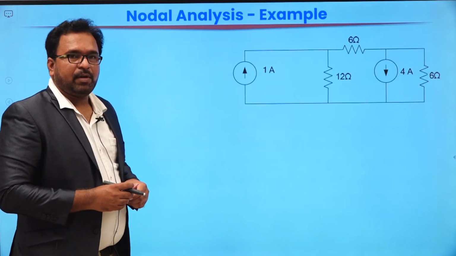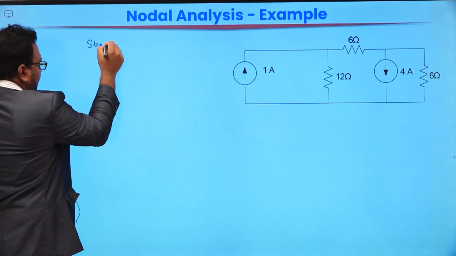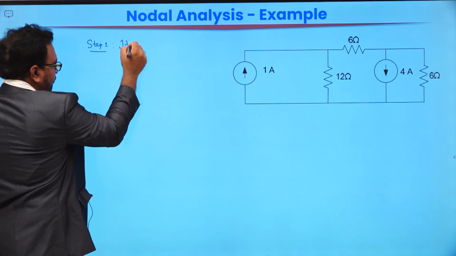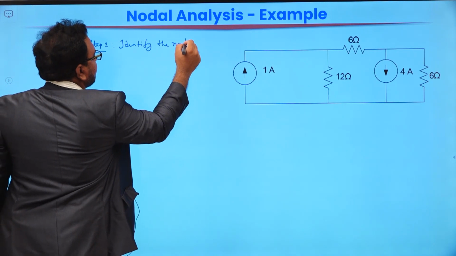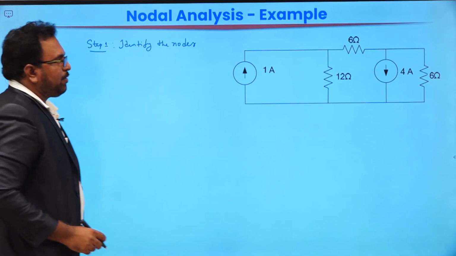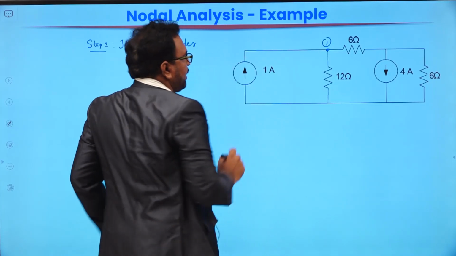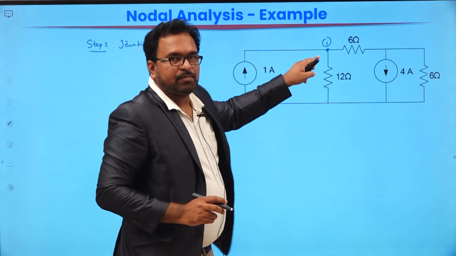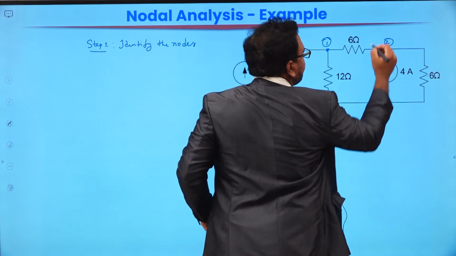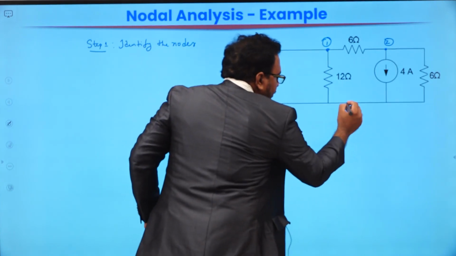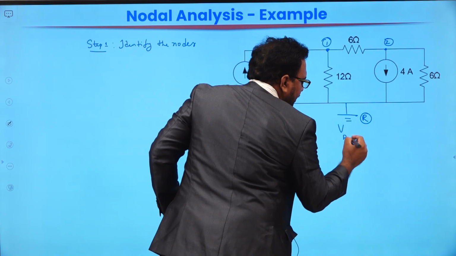So I have given a circuit like this. So what is the first step? Step 1, you have to identify the nodes. So how many nodes are there? So this is the first node. This is not a node because there is no element connected in between these two. That means this is the first node and this is the second node. And this is the third node, which we are going to call the reference node. Always the voltage at the reference node is 0.